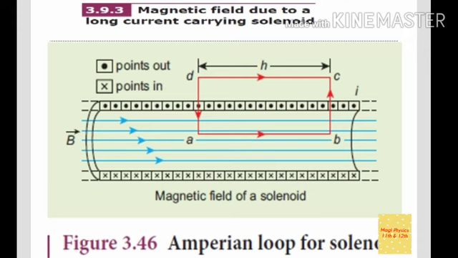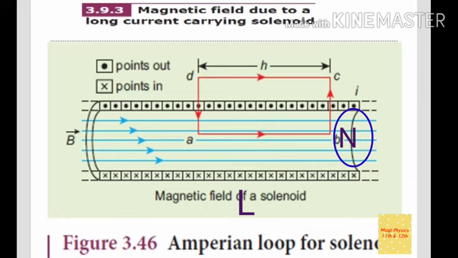Next one is magnetic field due to a long current carrying solenoid. Here we are going to examine how a long current carrying solenoid produces a magnetic field. For that, we need an equation. In order to derive the equation, let us move on to the derivation. Consider a solenoid of length L which has n number of turns.